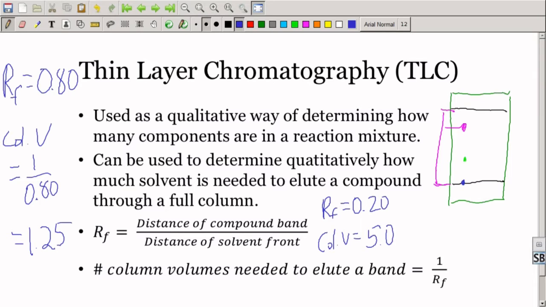And so what do you do? You increase the polarity of your mobile phase, so it takes fewer column volumes. And oftentimes what would happen, and this was actually my first job in industry, I got hired, almost 20 years ago now, by a company down in Princeton.